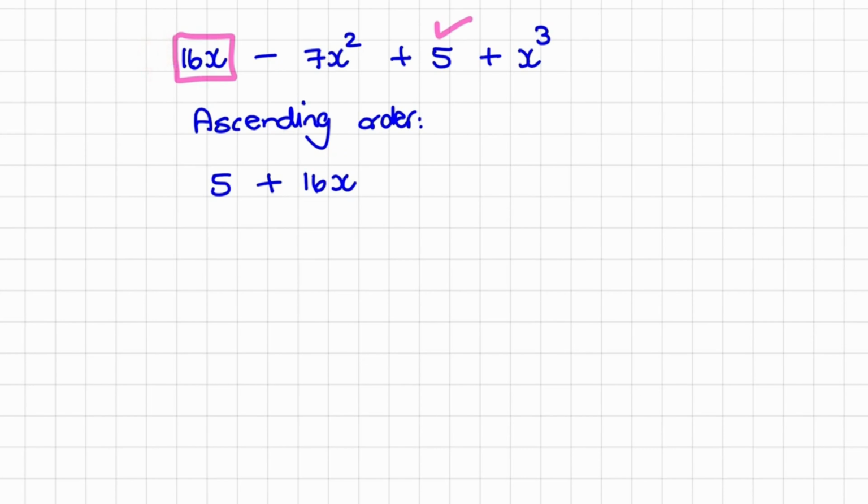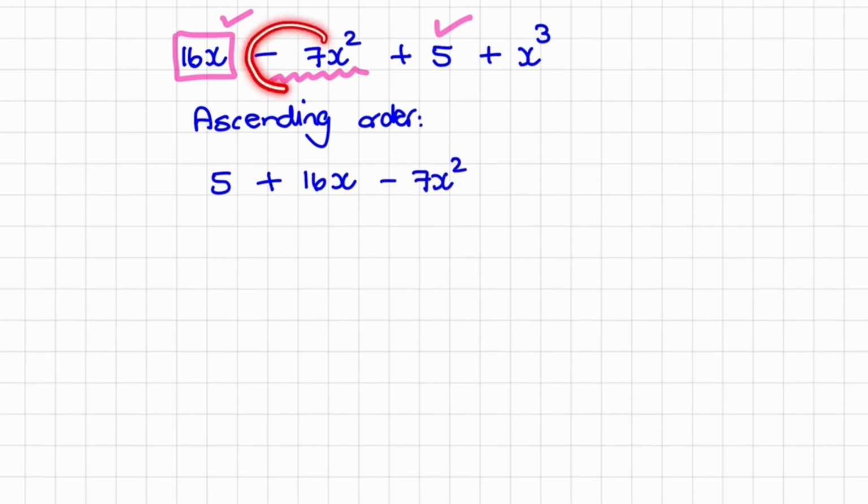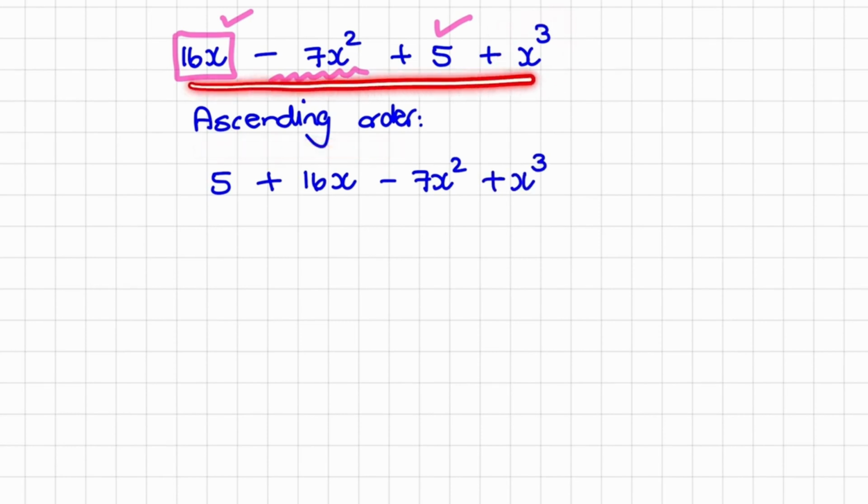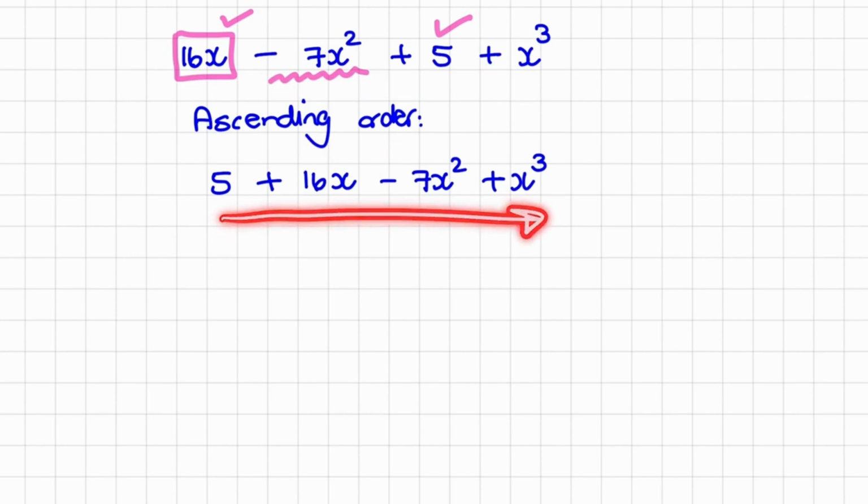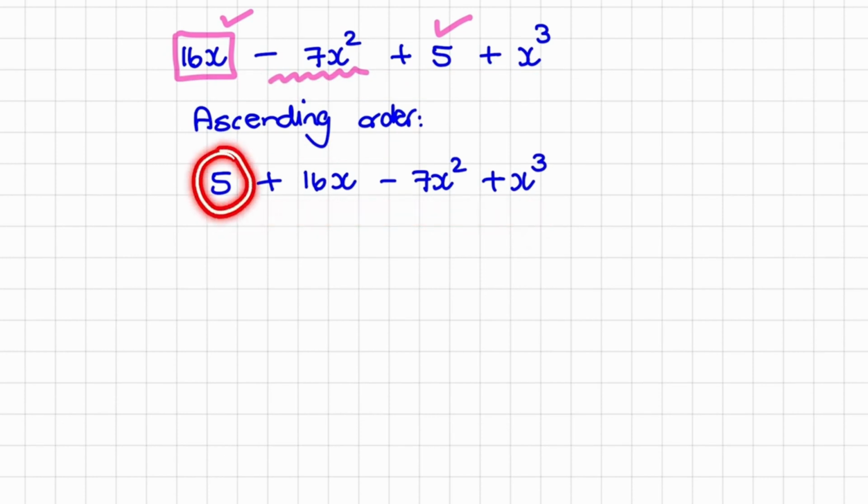So we are done with the 16x. We only have two terms left, and the next highest power would be the x squared. So my next term would be negative 7x squared. Notice that I'm writing negative 7 in front of x squared because that is the coefficient of x squared. And then our last term would be x cubed. So what we have done is we have rewritten this expression in ascending order, from its lowest power of x to its highest power of x.